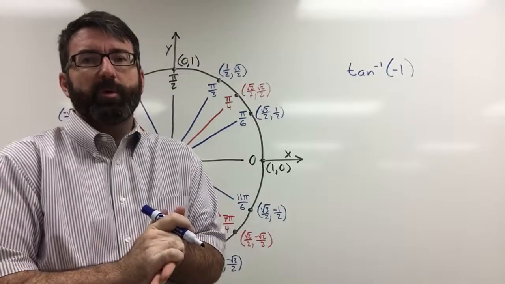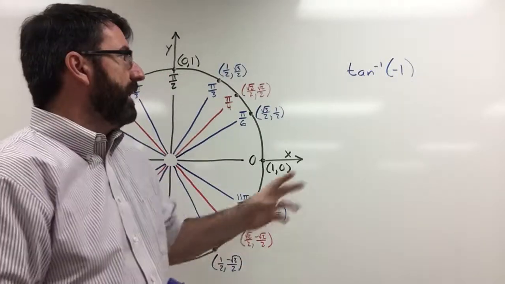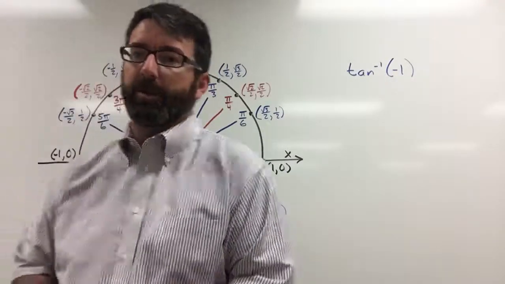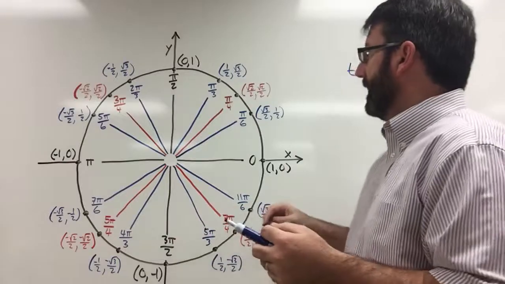All right, for this problem, we're asked to find the exact value of the inverse tangent of -1. So to do that, we're going to use our unit circle.